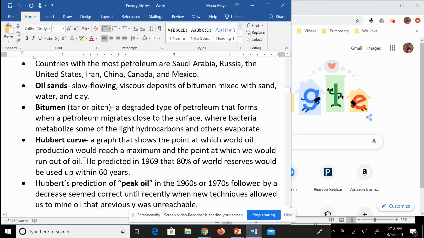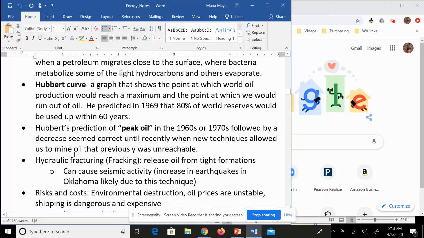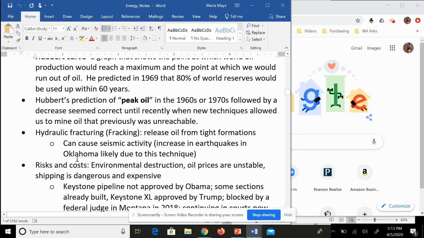Oh, we already talked about the Hubbert curve. So he predicted in 1969 that 80% would be used up within 60 years. We don't think that that's exactly where we're at, but this type of analysis is one that has been used again and again. He predicted peak oil in the 60s or 70s, followed by decrease. It seemed correct until recently when new techniques allowed us to mine oil that was previously unreachable. So the question here is, how much more technology can we get to reach other unreachable deposits?